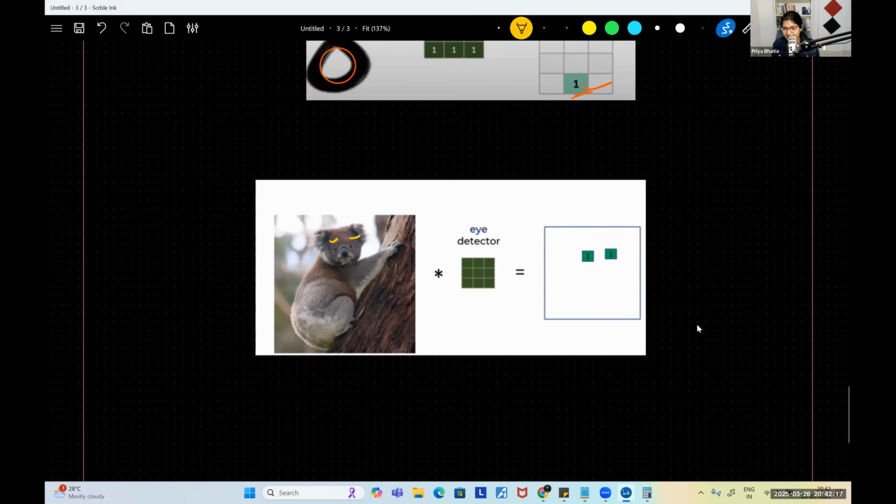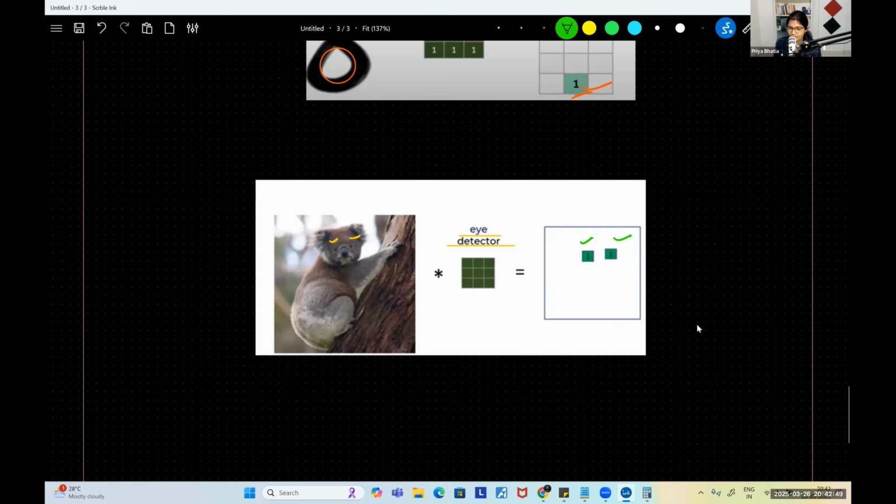So once you apply this eye detector, it will be able to showcase 2 ones, which indicates that this is the position where the eyes are available. If you look at the image once, you will be able to correlate this point. And that is how the features are extracted in a convolutional neural network. Is this clear to everyone?